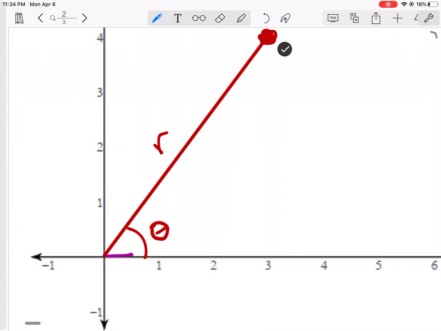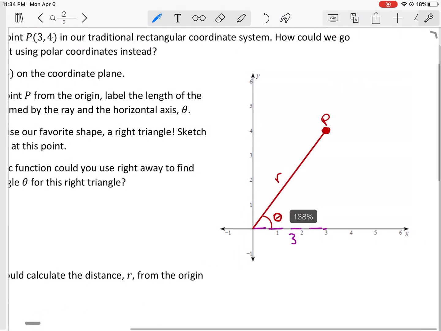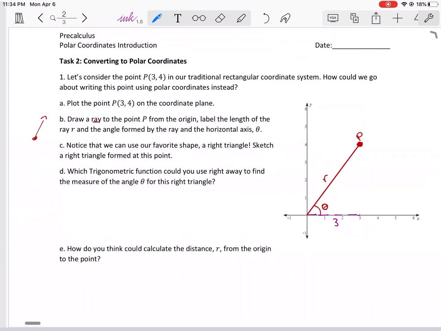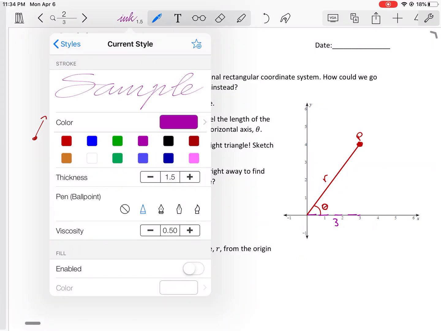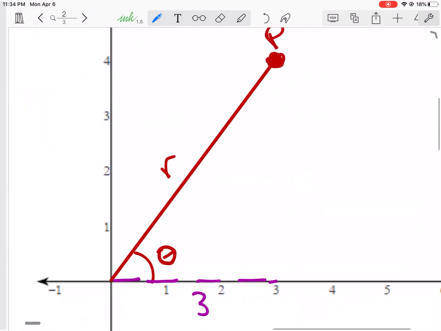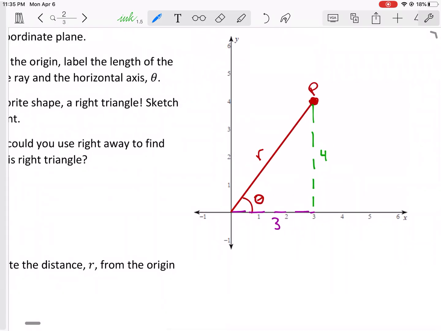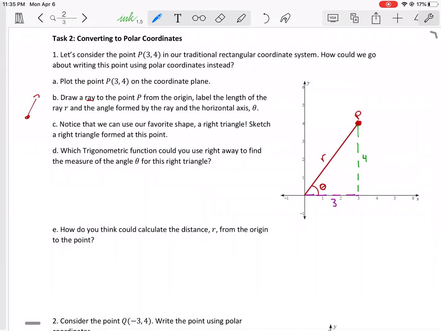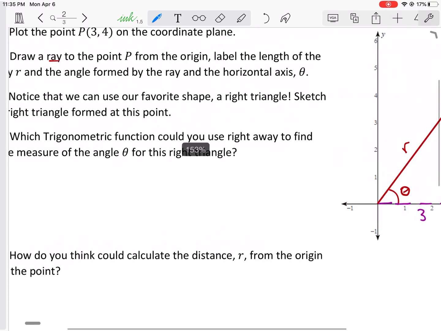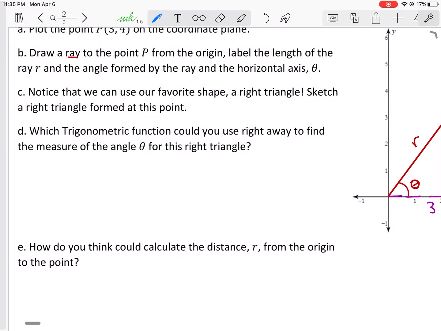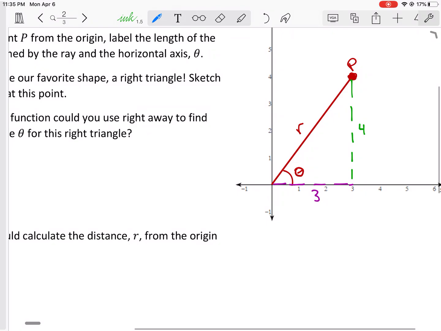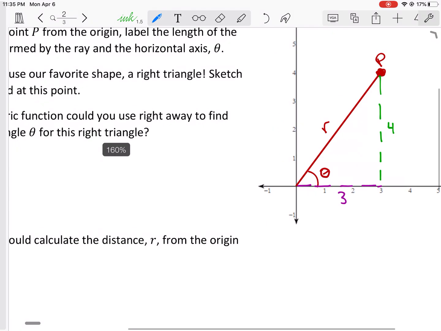We'll call this leg of it that length of 3. That's our horizontal leg. And we'll have a vertical leg going up. I'll do that in green. And that length is obviously 4. Right, now it wants to know which trig function could you use right away to find the measure of the angle theta for this right triangle. We want to know what the heck is theta.